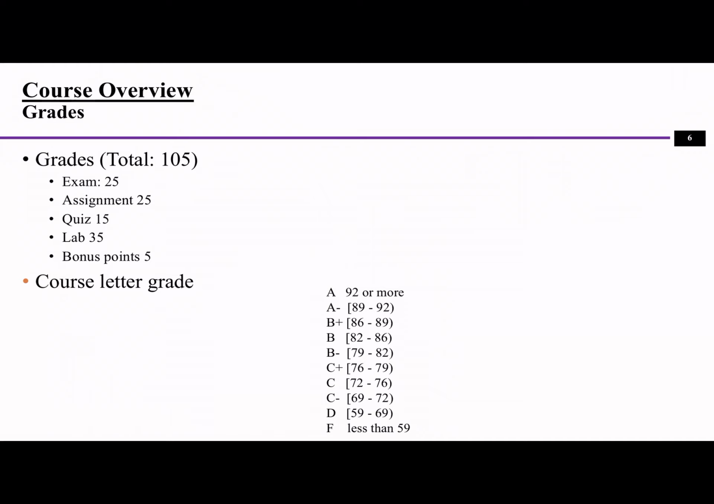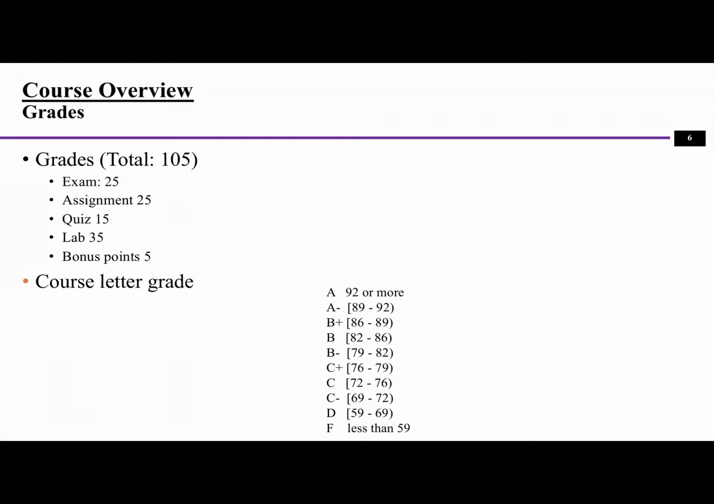All right, next, let me talk a little bit about how the grades work. There is only one exam, that is the final exam in finals week. Assignments will be 25 points. In this course, we also have quizzes, not just one quiz. They compose 15 points. Another major part of this course is the lab. Each week we have two classes: one class will be lecture, and the other class will be the lab.